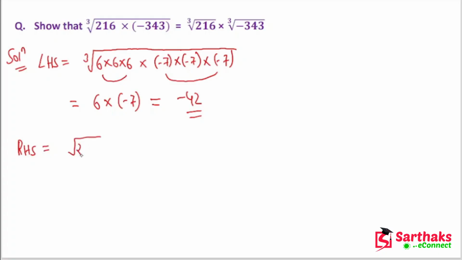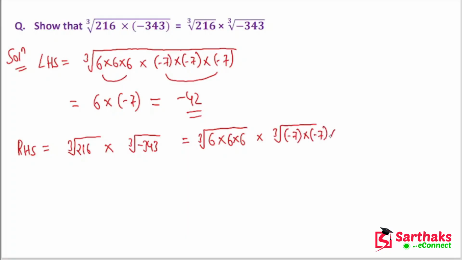So it is cube root of 216 into cube root of minus 343. So it would be cube root of 6 into 6 into 6 into cube root of minus 7 into minus 7 into minus 7. You can obviously write it. Now this triplet, so one 6 would come out. Now this is also a triplet, so we'll take out one negative factor, so it would be minus 42. Okay, I hope you can see it. So see, LHS equals RHS.